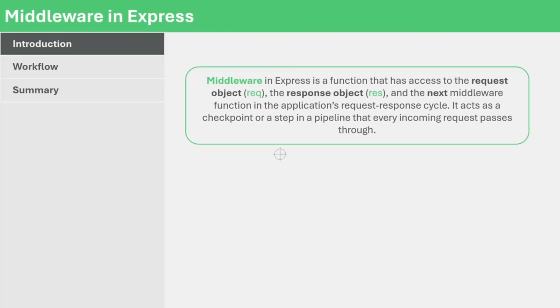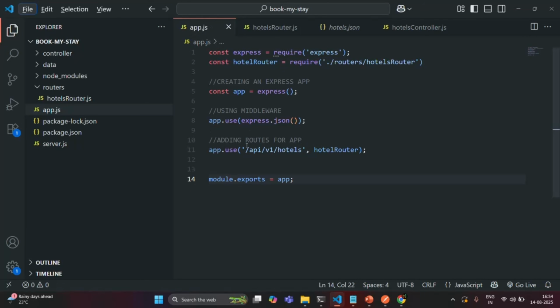So for example, if I go to VS Code, here in this app.js file, we are using a middleware called express.json, and what this middleware does is it parses the payload coming with the request and attaches that payload to the body property of the request object. Then here we have created this hotel router, and this hotel router is also a middleware. Using this middleware, we are mounting a route to this path. So we have already used middleware in our Express application, and just like this, we are going to use many more middlewares in our Express application.